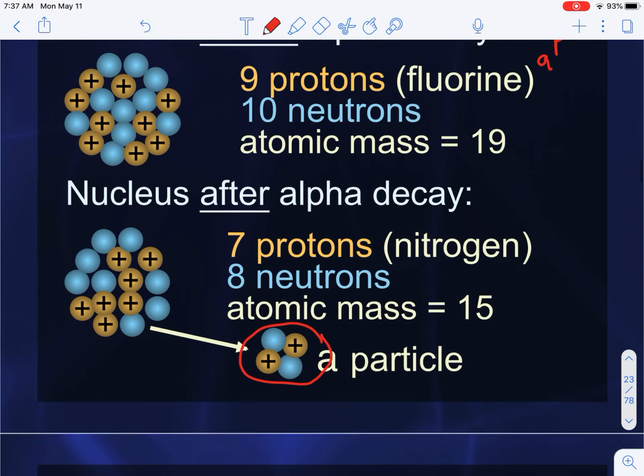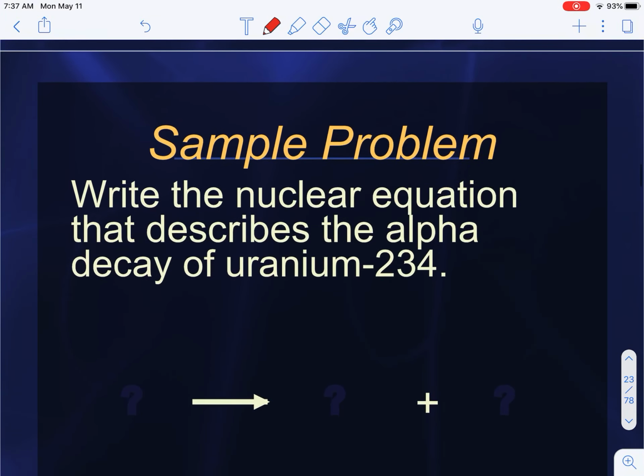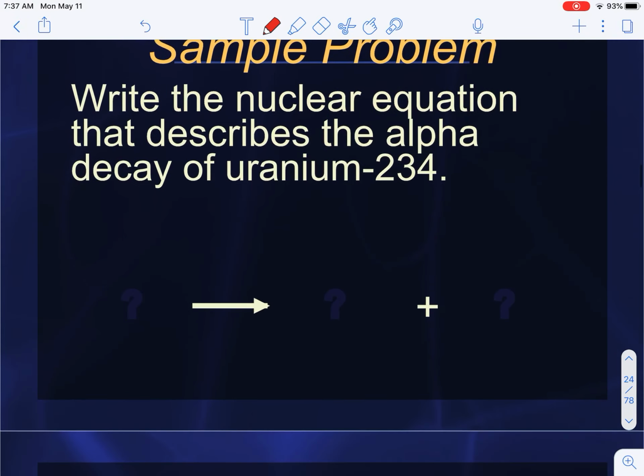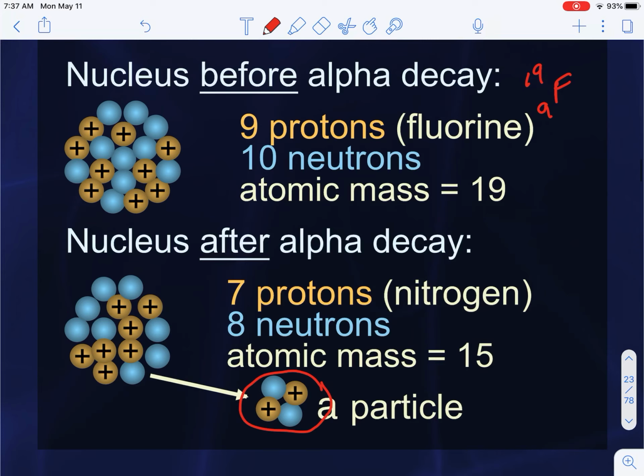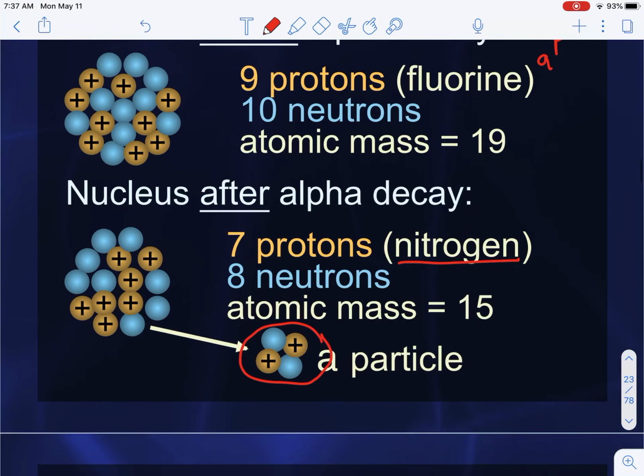Okay, so let's take a look at what happens. So in this case, let me come back to that. If it is 7 protons, now we have nitrogen. Okay? Alrighty.